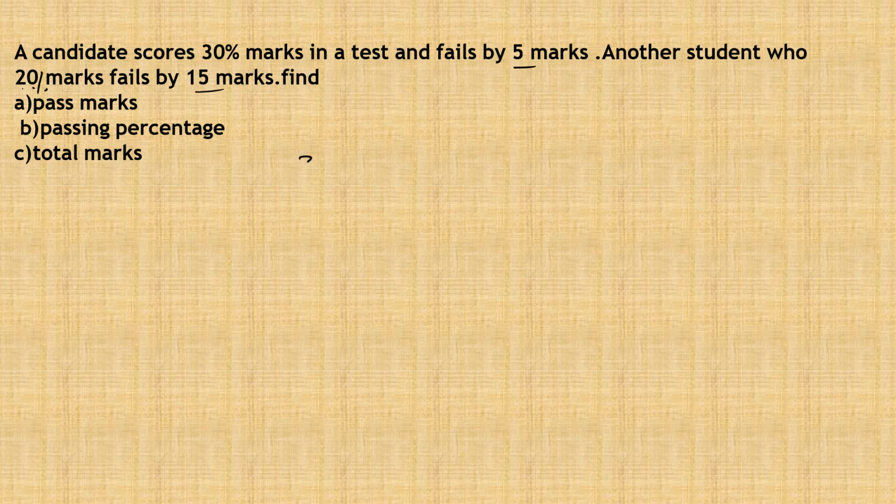A candidate scored 30% marks. Total exam consists of 100% marks. If he scores 30% marks in a test and fails by 5 marks, if he had scored 5 marks more, then he would have passed the exam. That means 30% plus 5 denotes passing marks. Another student who scores 20% marks fails by 15 marks. If he had scored 15 marks more, he would have passed the exam.